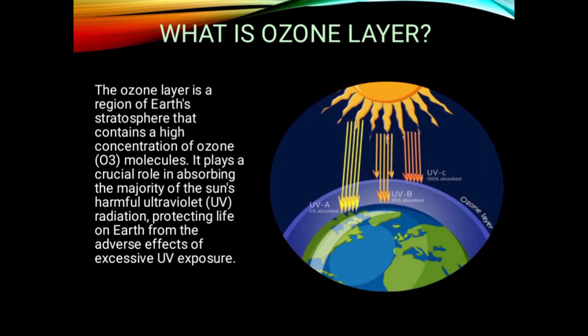So what is the ozone layer and what is ozone? Ozone is a bluish and poisonous gas that is abundant in the Earth's stratosphere. And ozone consists of 3 molecules of oxygen. The ozone layer is a region of the Earth's stratosphere that contains a high concentration of ozone molecules. The ozone layer plays a crucial role in absorbing the majority of the sun's harmful ultraviolet radiation, hence protecting life on Earth from the adverse effect of excessive ultraviolet radiation exposure.